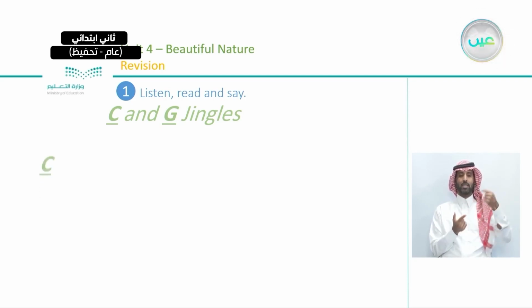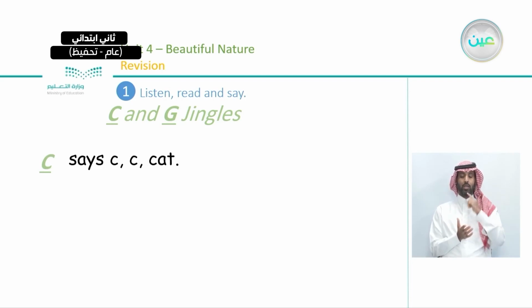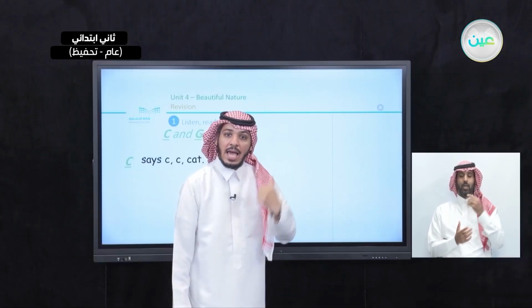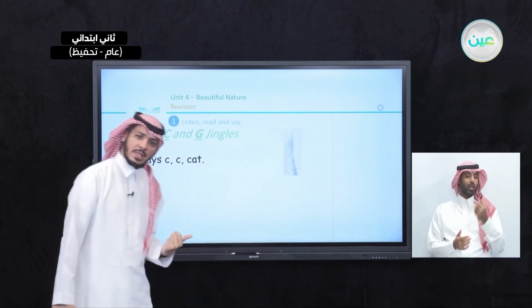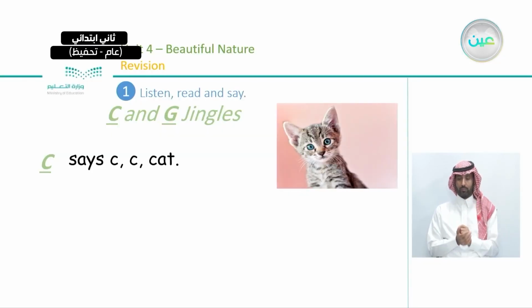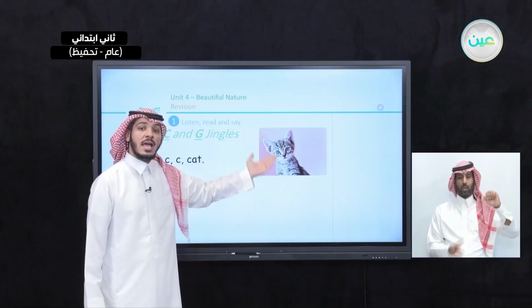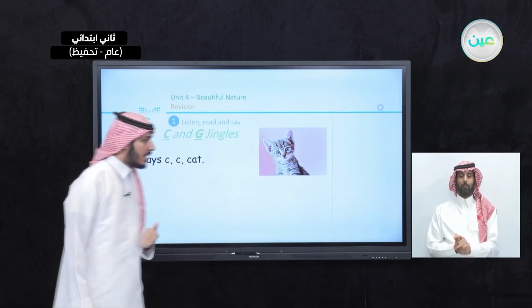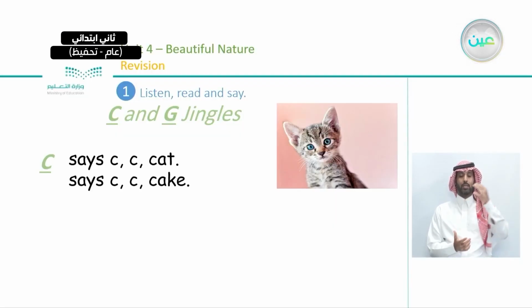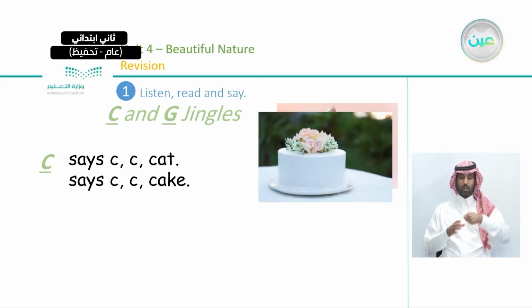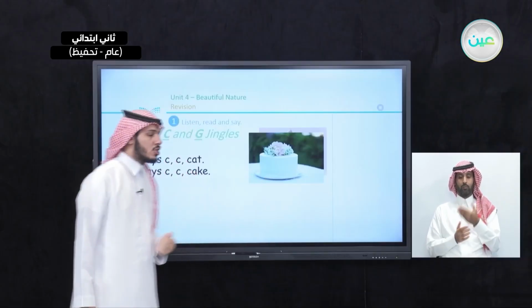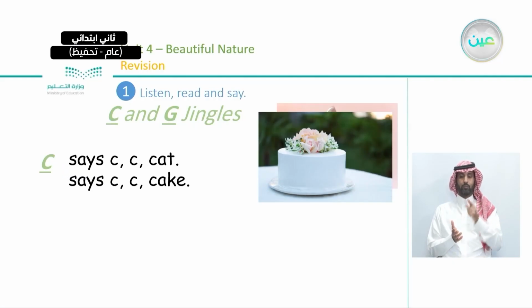Okay, so C says K, K, cat. What is cat? Yes, this is a cat. Okay, so C says K, K, cat. Excellent. Okay, C says K, K, cake. What is cake? Yes, this is a cake. Okay, so C says K, K, cake.